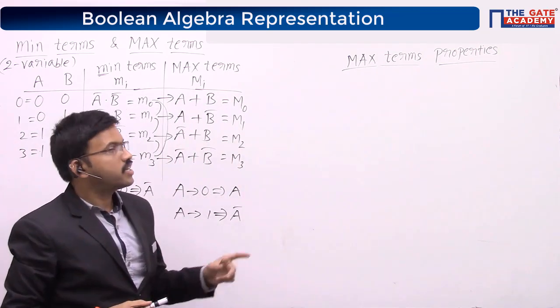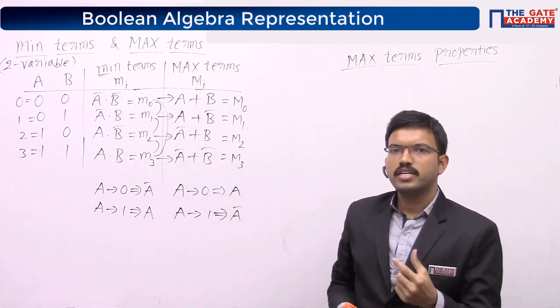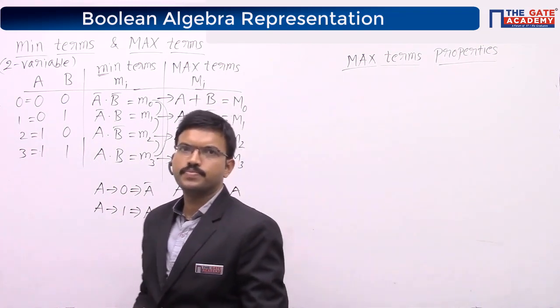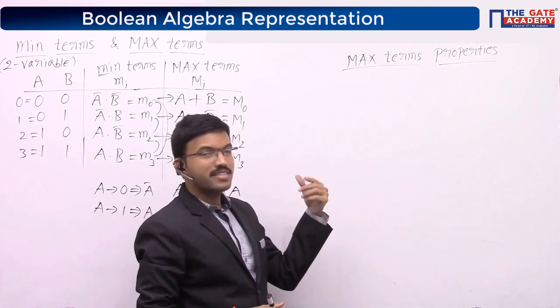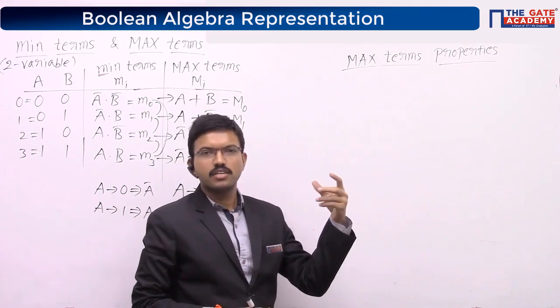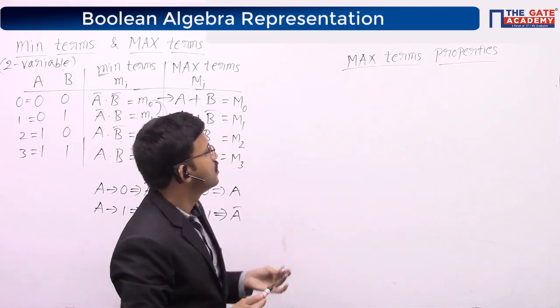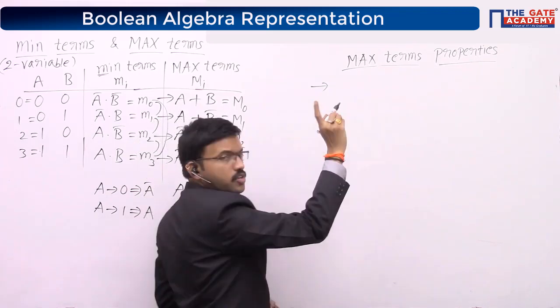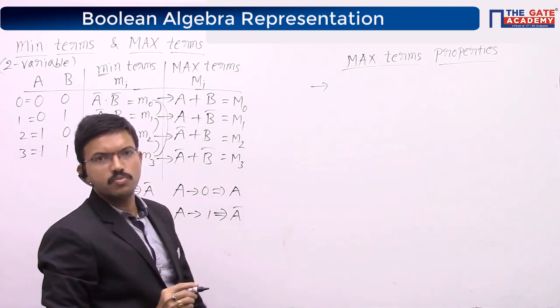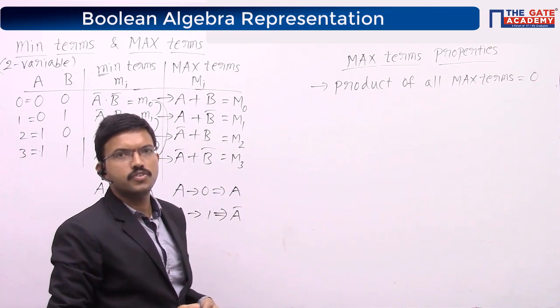Go through your notes regarding minterm properties. We have given one statement. Okay, tell me the dual of that statement. Previously you are having sum of all minterms equal to 1. Sum is nothing but what? Plus. Okay, dual of that one is product, right? So there you are having output as 1, here you will get output as 0. Okay, product of all maxterms is equal to 0.